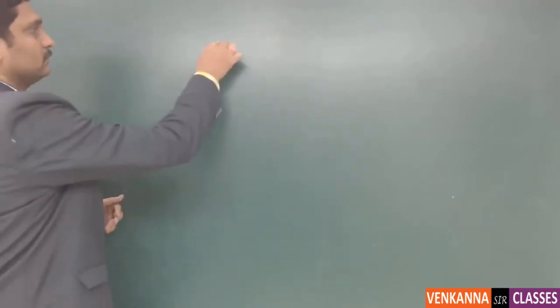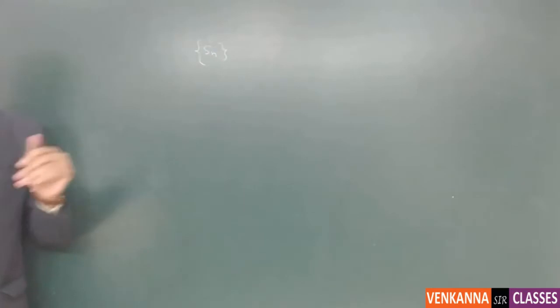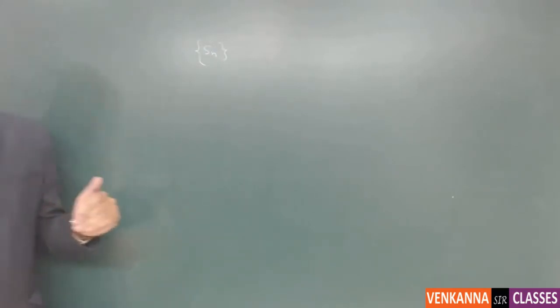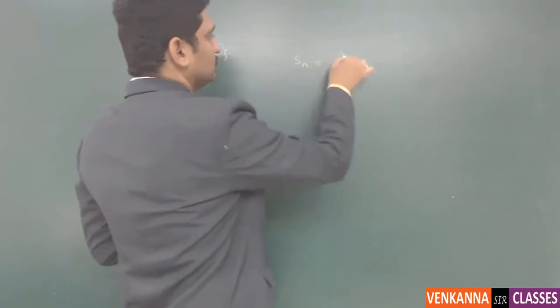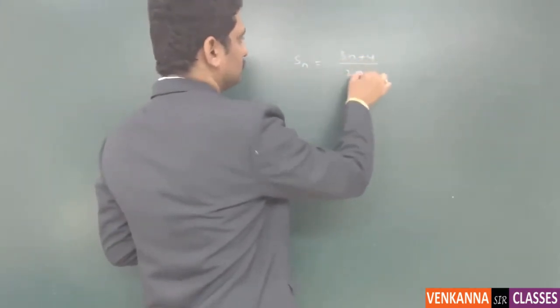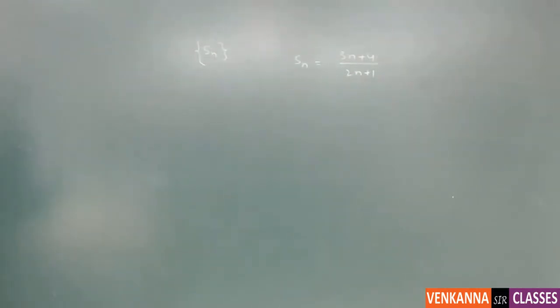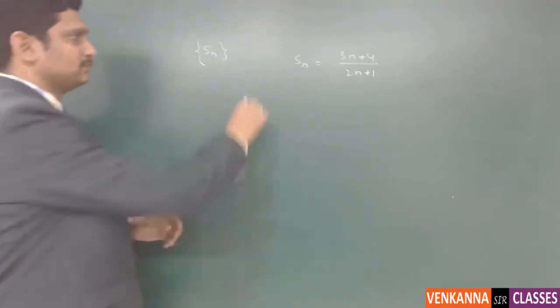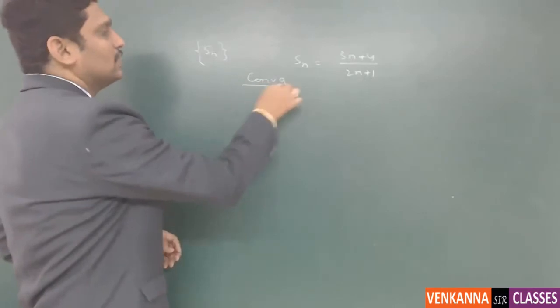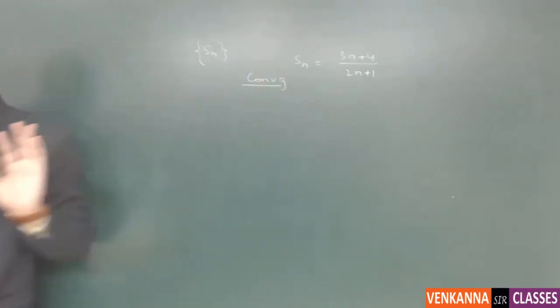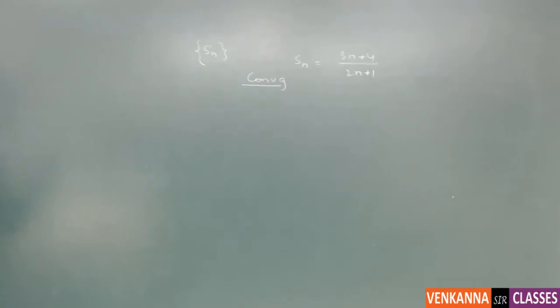So let us take one problem. I have given the sequence Sn, and it is defined as Sn is equal to (3n plus 4) by (2n plus 1). Now you are going to prove that the sequence is convergent. This is the problem: the sequence Sn where the nth term is defined like that, and you have to prove that it is convergent. Okay.